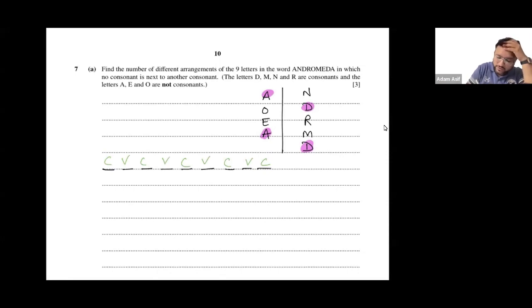So the 5 consonants can arrange in 5 factorial. The 4 vowels can arrange in 4 factorial ways, divided by 2 factorial for the 2 A's and 2 factorial for the 2 D's. So this is equal to 720. Is the working for the first part clear, guys? Okay.